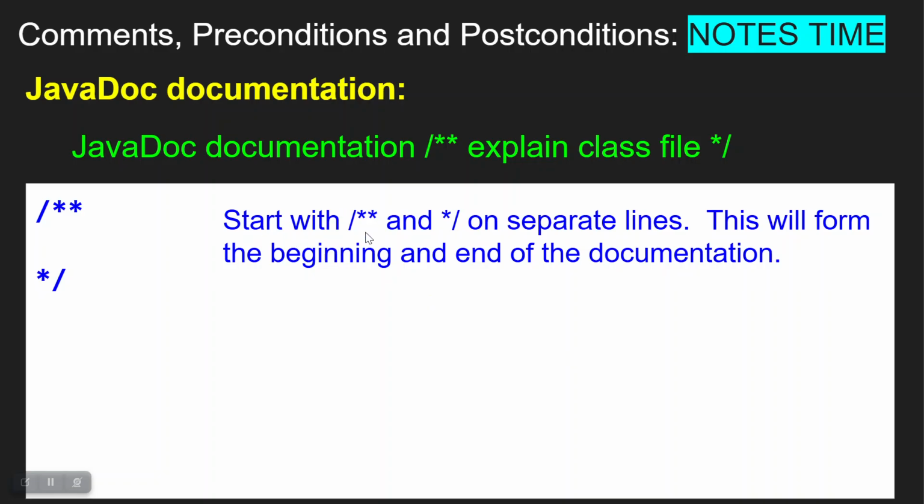So you start with /** like I did here, and then you have */ on separate lines. And this basically forms the beginning and the end of the documentation. So the compiler knows when it hits this, skip everything until it gets to this, and then whatever comes after that is going to be program code that should be compiled.